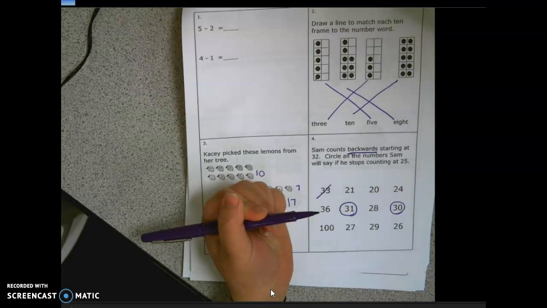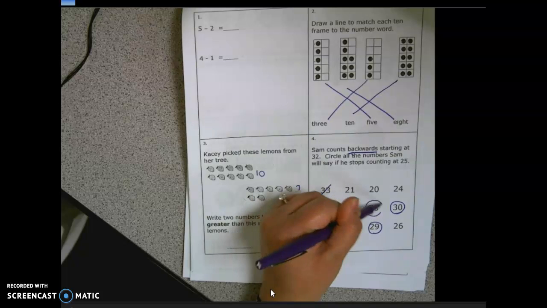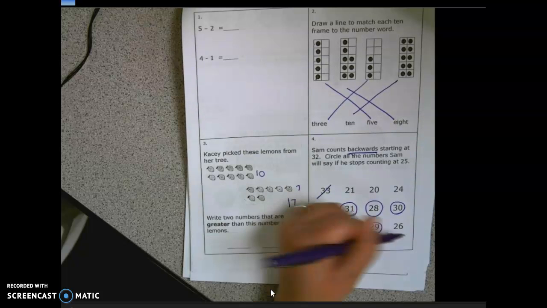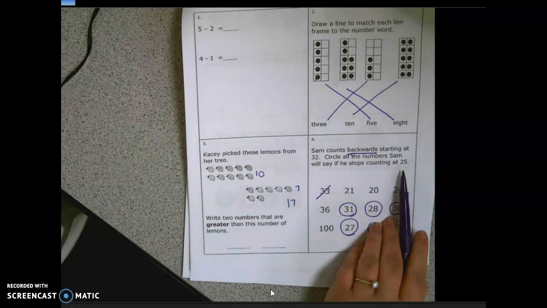30, 29, 28, 27, 26, 25. And that's where I'm going to stop, right there at 25.